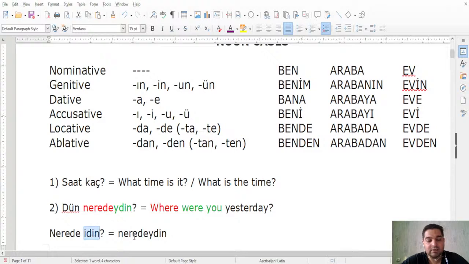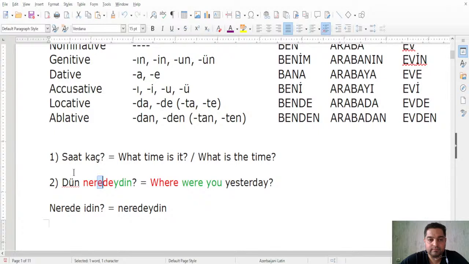So this idin is the past tense of to be. That's another lesson to cover, hopefully in some future session, but that's basically how it goes. Whenever you pronounce this, you don't necessarily have to pronounce the full neredeydin. That's very long. In daily Turkish language, we omit this in between to make it shorter. Dün neredeydin? Where were you yesterday?